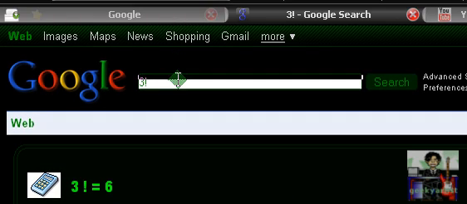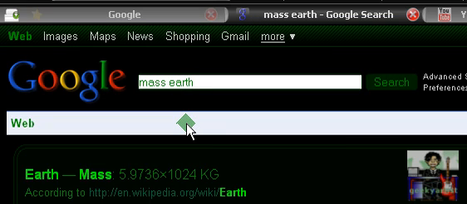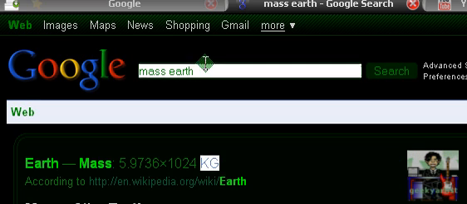So, an additional constant value would be the mass of a particular planet, let's just say Earth. Well, we do live on Earth, so what is the mass of Earth? It is this one, in kilograms. So, speaking of a particular unit here, you can also do some conversions with Google.